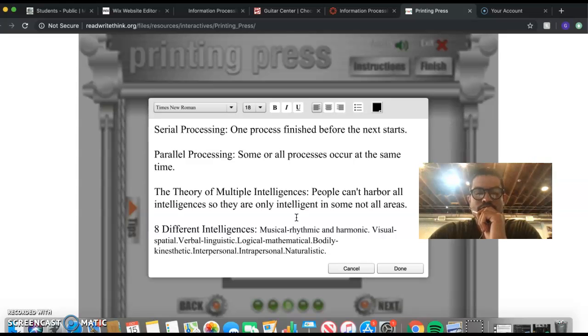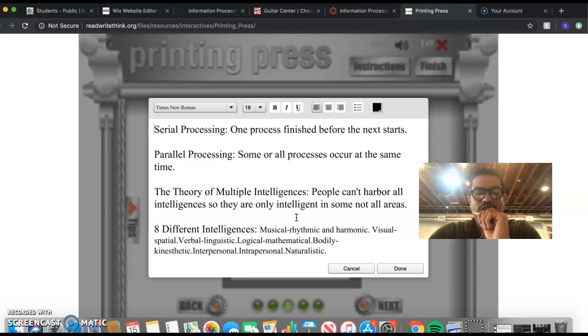The theory of multiple intelligences, we talked about it before, is basically multiple intelligences in the world. It's a theory that people cannot harbor all the intelligences, so naturally we are smart in some where we lack in others, such as if somebody is smart in math, they may not be able to understand very well when it comes to reading or comprehension, and vice versa.